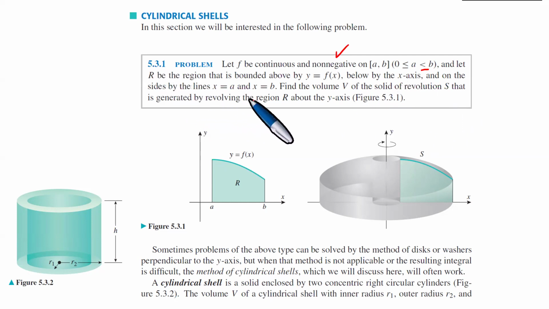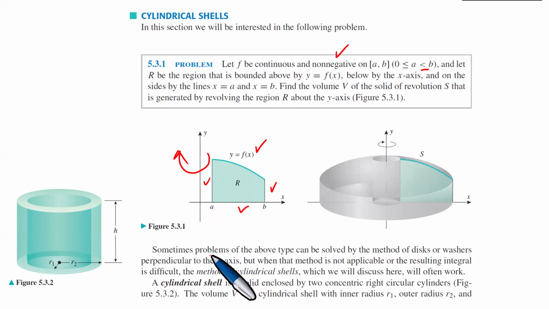Let R be the region that is bounded above by y equals f of x, below by the x-axis, and on the sides by x equals a and x equals b. Find the volume of the solid of revolution S that is generated by revolving the region R about the y-axis. We can revolve this one about the y-axis, like this.